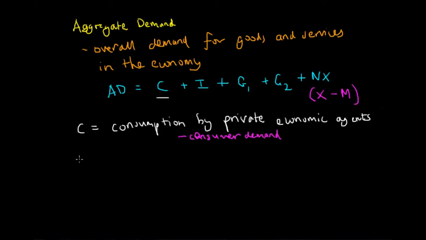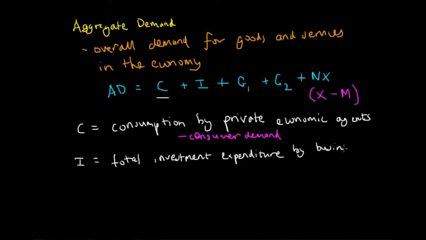Secondly, we have I, which involves the total investment expenditure by businesses. And this involves the purchase of capital, property, plant and equipment, and other machinery that help a business survive. So this includes machinery, buildings, aircrafts, dams, fertilizers, computers, and farm vehicles, and so on.